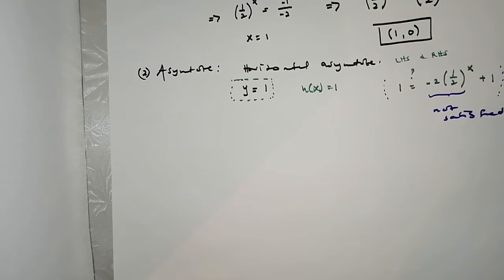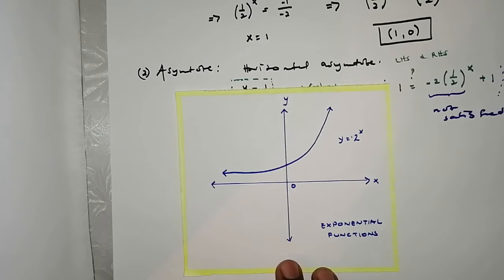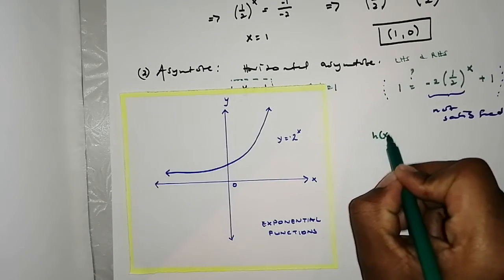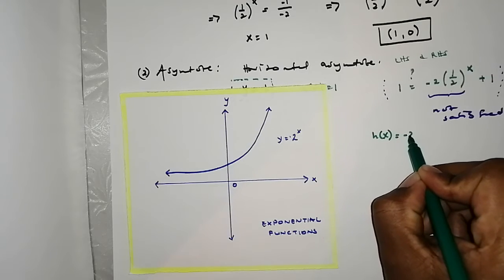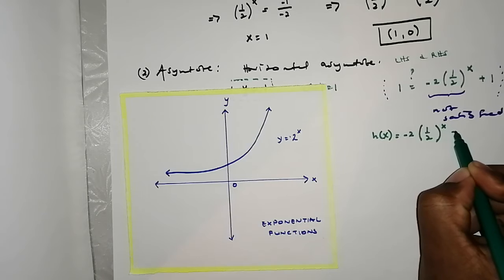First of all, before we sketch the function, let's look at what exactly happened here. So we have h of x equals negative 2 times 1 divided by 2 to the x, plus 1.